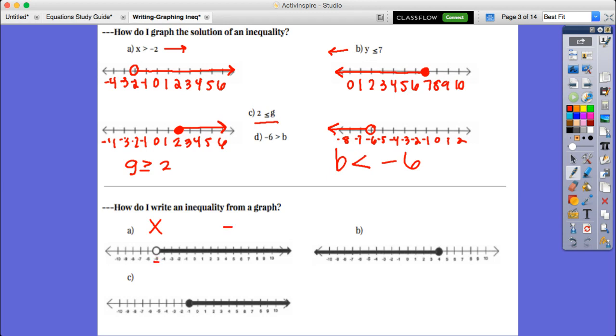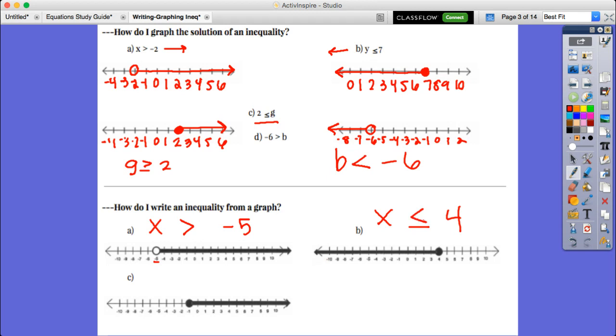This right here is at -5. It is going in a direction of all numbers greater than that -5. And it is an open circle. So it's going to be the one without the line under it. So X is greater than -5. Let's look at B. We're going to go ahead and put our variable first and the number that we're starting on, or the number that this circle is on. Now, that is a closed circle, so we know the sign is going to have the equal to line under it, and it's going in the direction of all numbers less than or equal to 4.